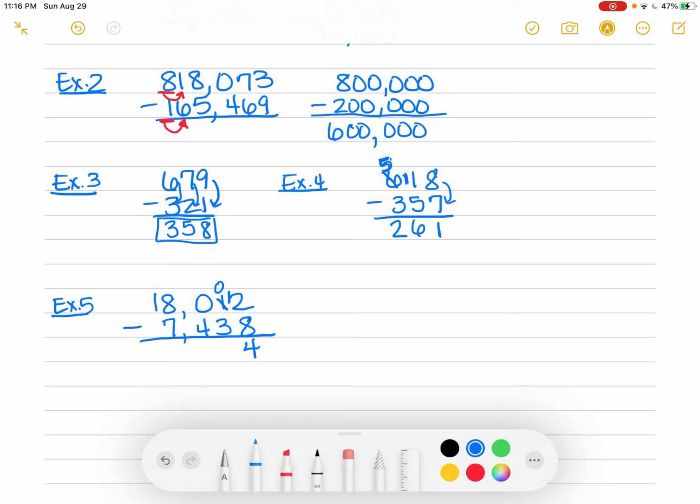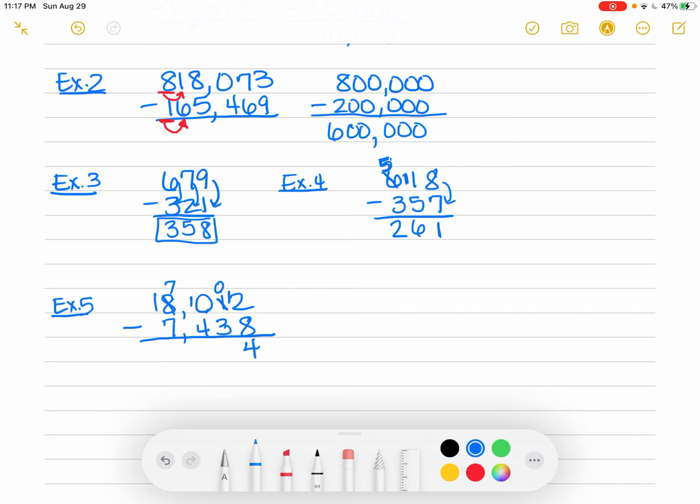Okay, now I have a 0 minus 3. Well, I can't do 0 minus 3, so I need to borrow. But I can't borrow from the 0 because there's no numbers there to borrow. So if you can't borrow from something, which the only one you can't is 0, then you need to change that 0. So you need to say, okay, I'm going to move one more over and I'm going to borrow from the 8. That makes that 7. And now this is a 10.